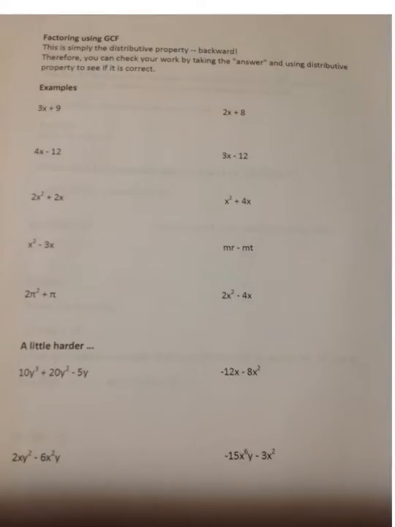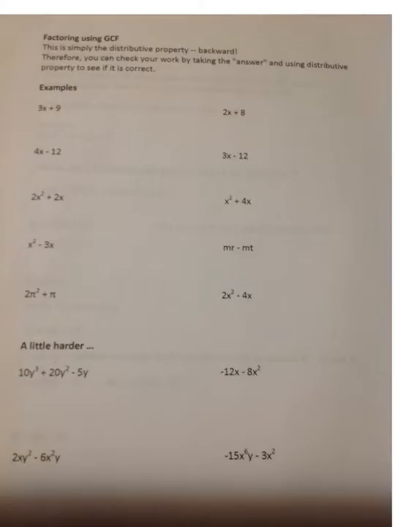This section is on factoring using GCF. So this is simply the distributive property, but backward. And the beauty of this is that you can always check your work by taking the factored answer and then using distributive property to see if it's correct. So the first thing you're going to look at is this 3x plus 9.